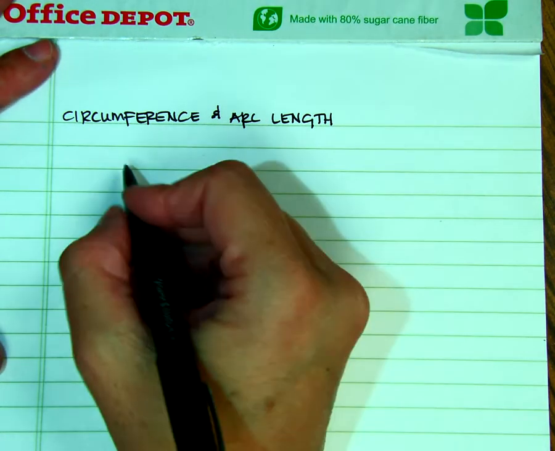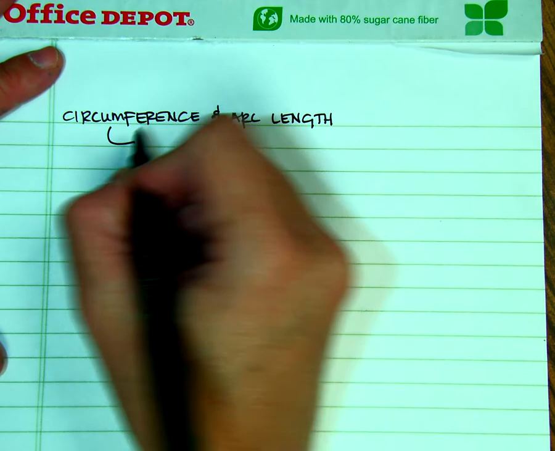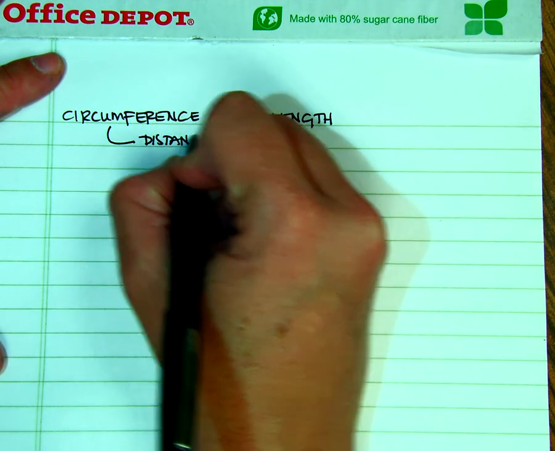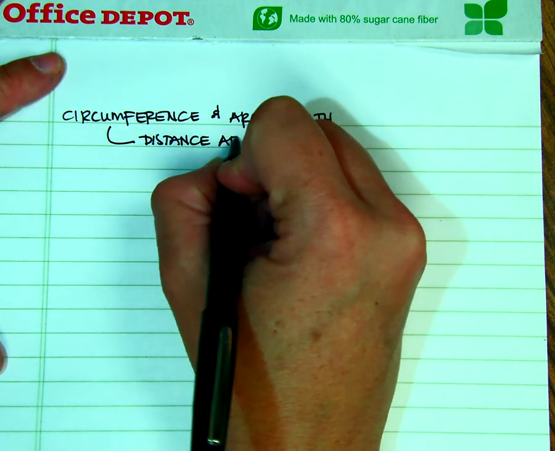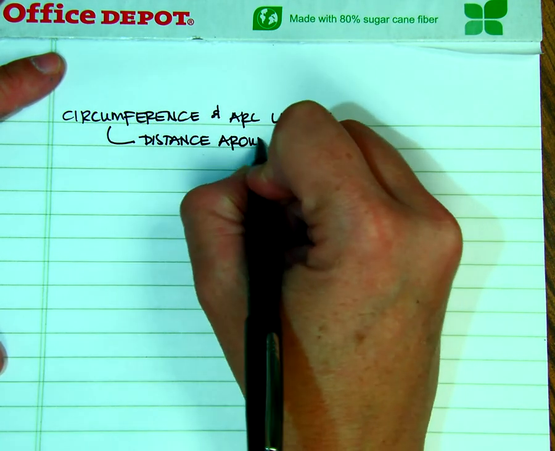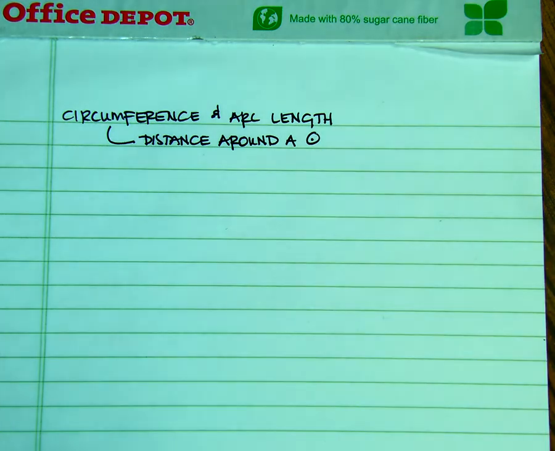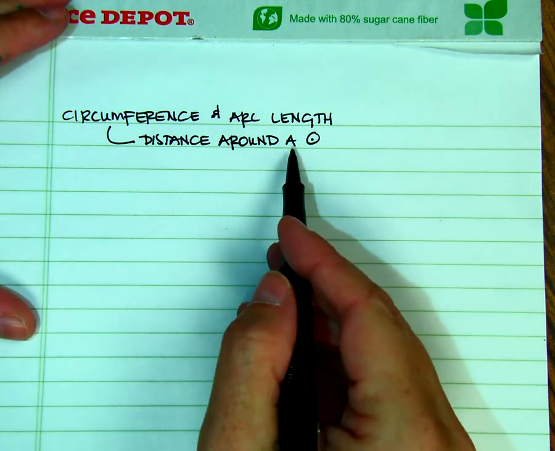For circumference, you need to understand that the definition of circumference is the distance around a circle. It is the same thing that perimeter is with any kind of polygon, but for a circle we call it the circumference. And arc length I'm going to come back to in just a little bit. So the distance around a circle.